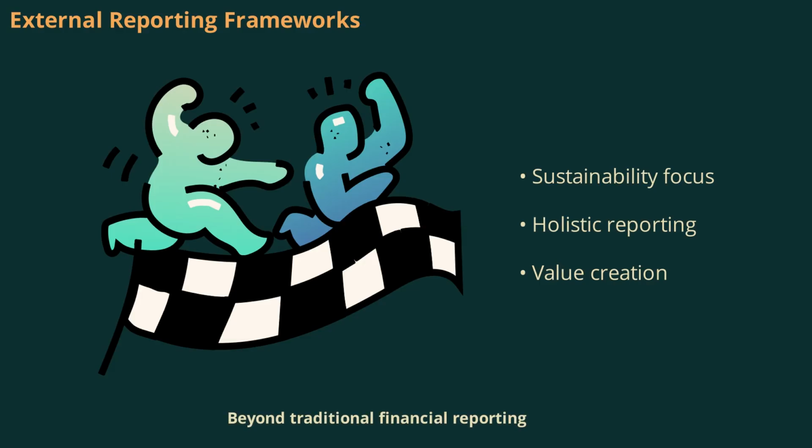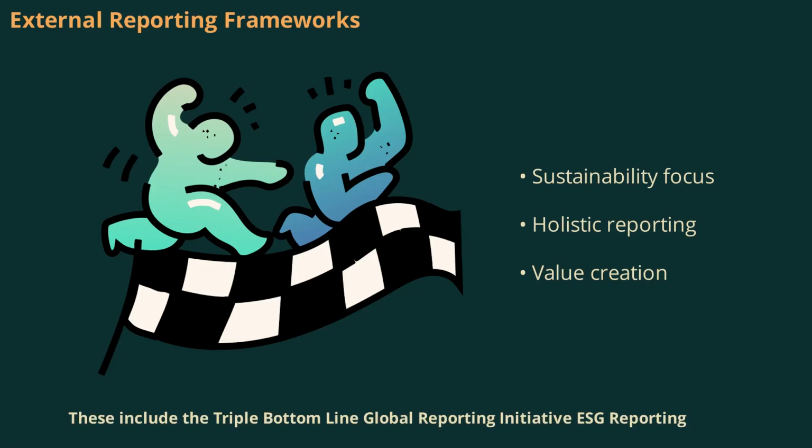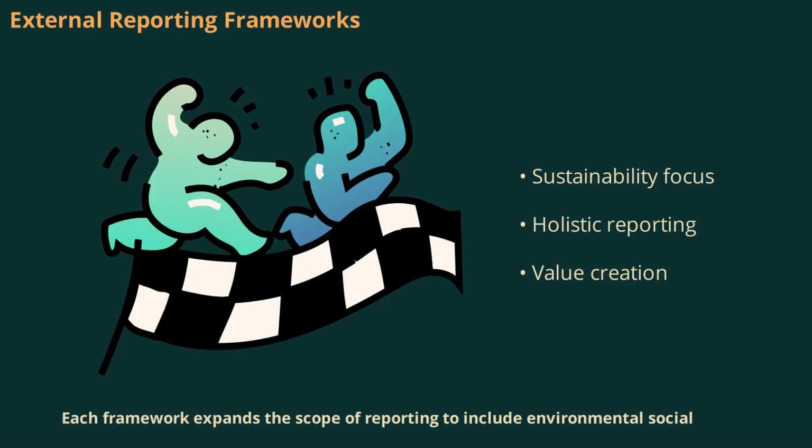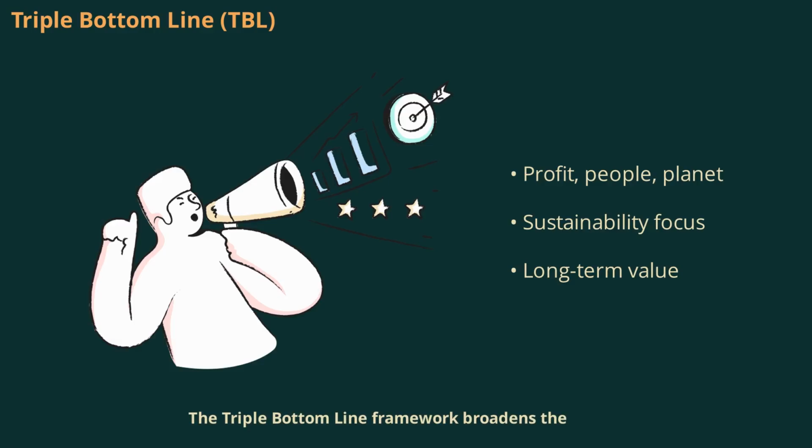Beyond traditional financial reporting, several sustainability-oriented frameworks are relevant for strategic performance management. These include the Triple Bottom Line, Global Reporting Initiative, ESG reporting, and the Integrated Reporting Framework. Each framework expands the scope of reporting to include environmental, social, and governance factors, supporting a more holistic approach to value creation and accountability.